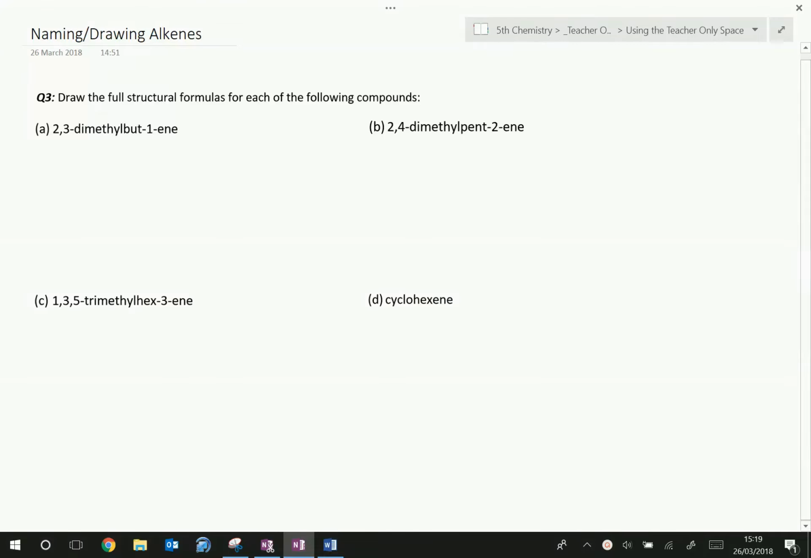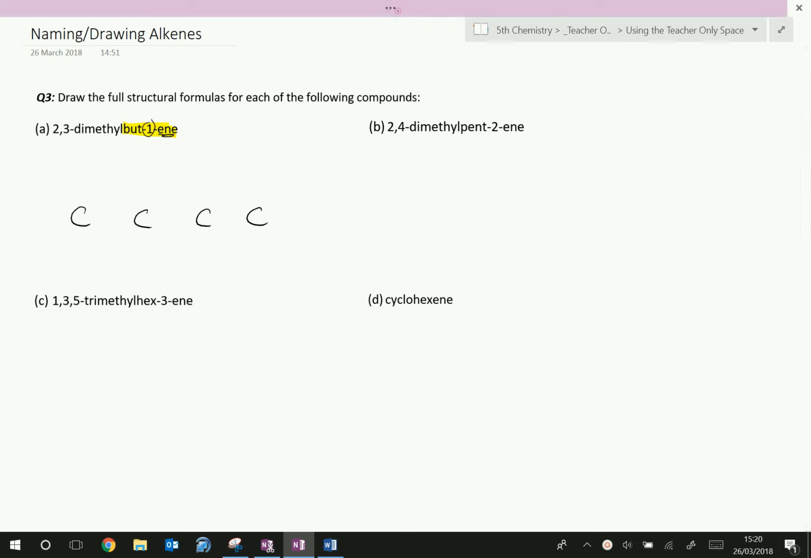In this question, we're being asked to draw the full structural formulas for each of the following compounds. So for part A, the compound we have is 2,3-dimethyl-but-1-ene. So we want to start off with the parent molecule, the but-1-ene. So but means we have 4 carbons in the longest chain. The ene means that we have a double bond, and that double bond starts on the first carbon.